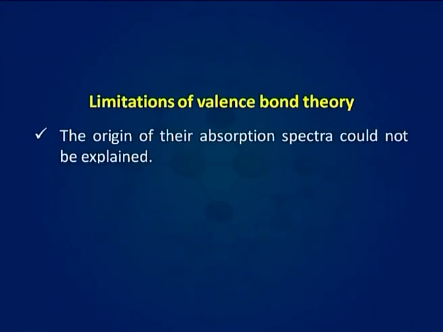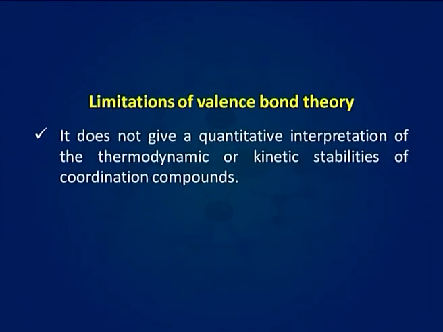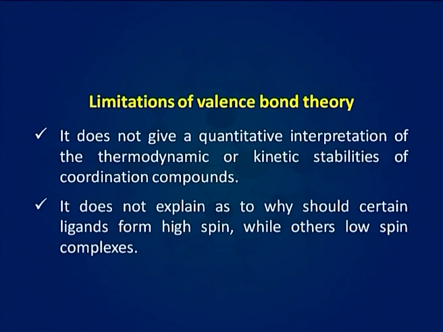Valence bond theory is a very important theory to understand the structures and geometry of complexes. But this theory also has some limitations. Let us discuss these limitations now. The origin of their absorption spectra could not be explained. It does not explain the color exhibited by coordination compounds. It does not give a quantitative interpretation of the thermodynamic or kinetic stabilities of coordination compounds. It does not explain why certain ligands form high spin while others form low spin complexes.